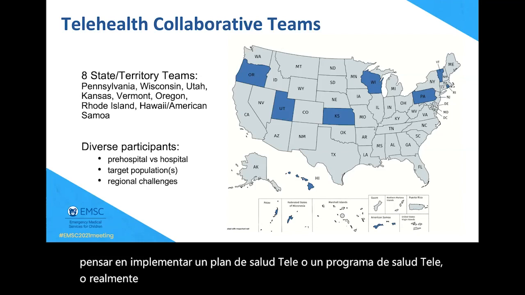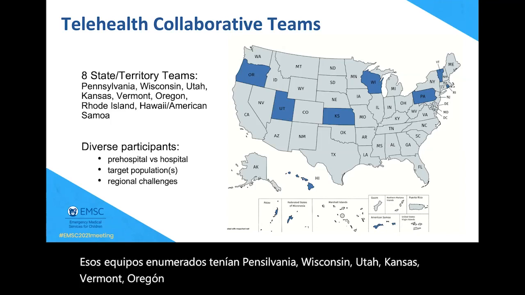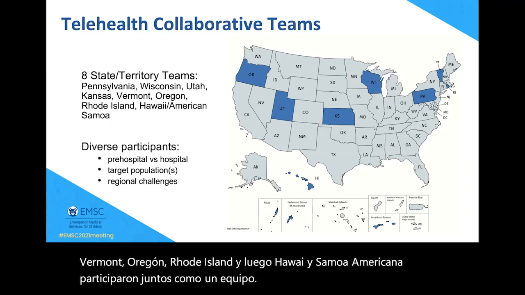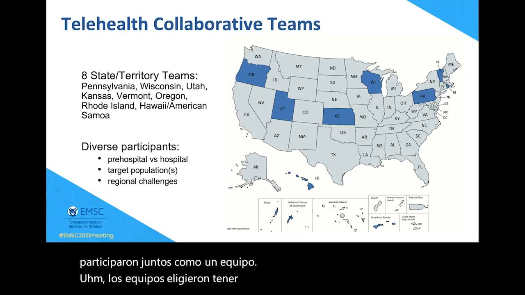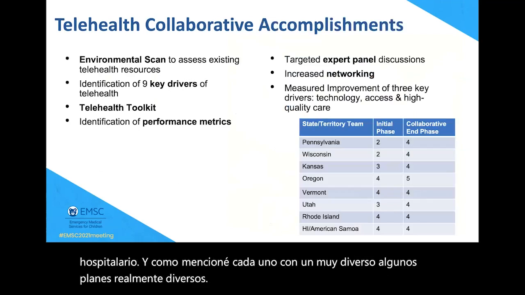We had Pennsylvania, Wisconsin, Utah, Kansas, Vermont, Oregon, Rhode Island, and then Hawaii and American Samoa participated together as a team. Teams chose to either have a pre-hospital or a hospital focus. And like I mentioned, each with really diverse plans. Next slide, please.